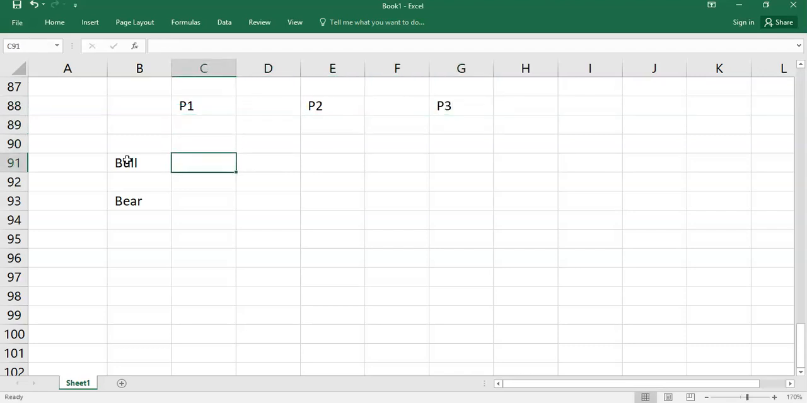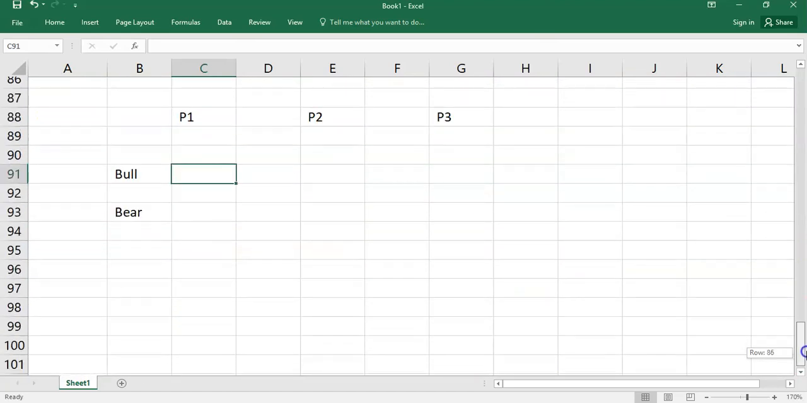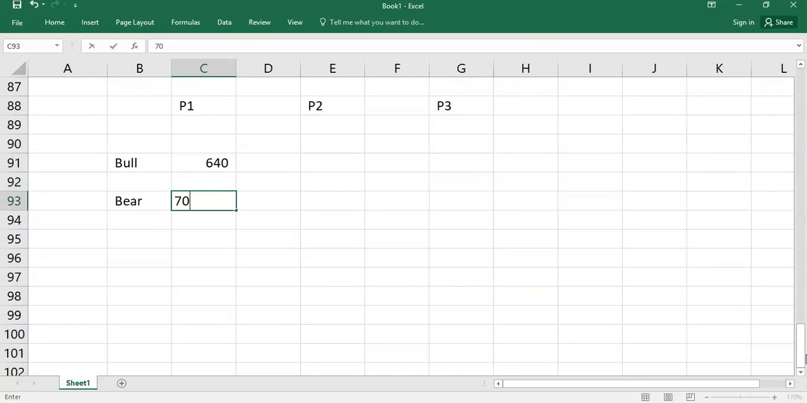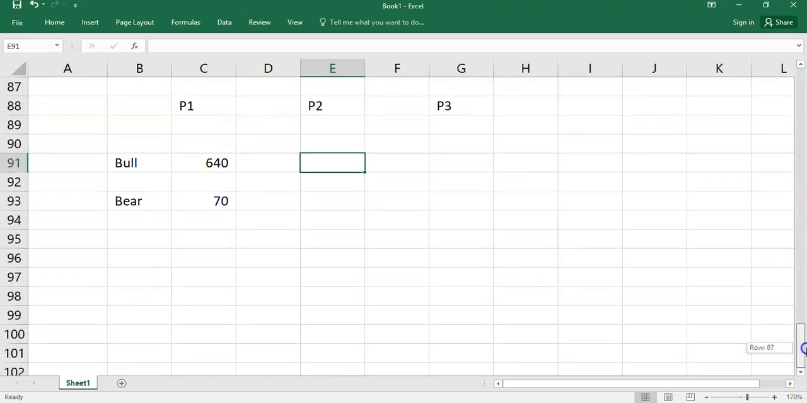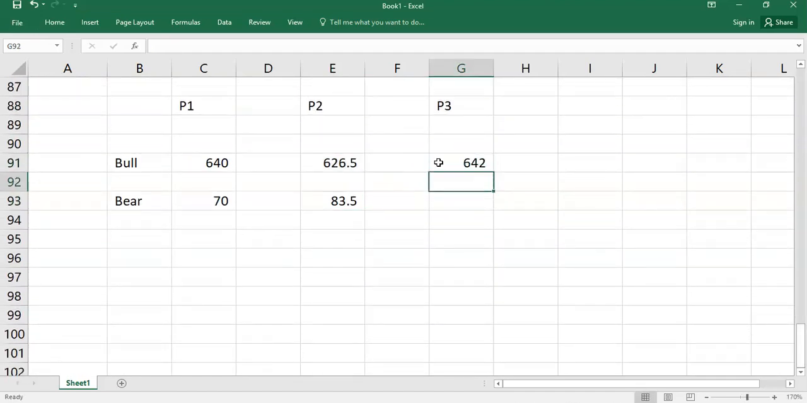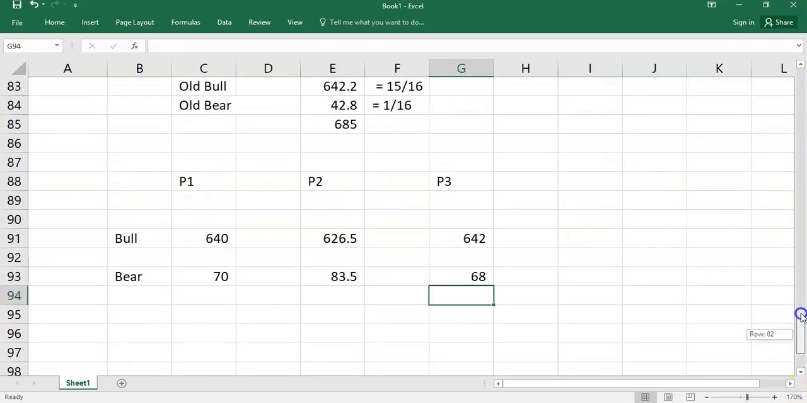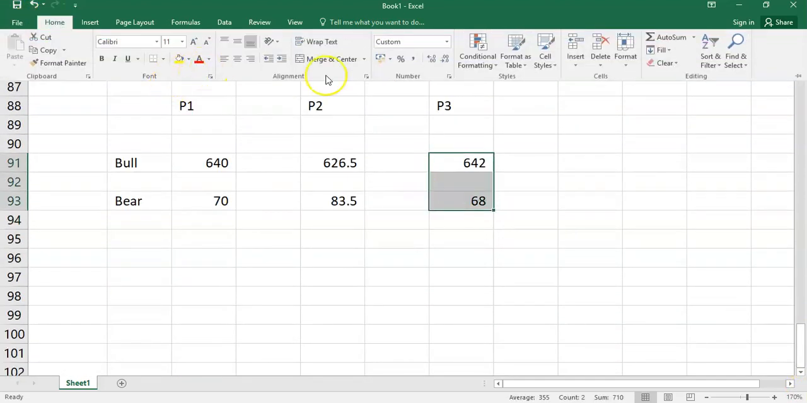So P1, the value here, if you go back up, is 640 and 70. In P2, you're looking at 626.5 and 83.5. Let's put those to one decimal to make it neat. And then you're looking at 642.2 and 67.8. So we're just trying to put these side by side to look at.